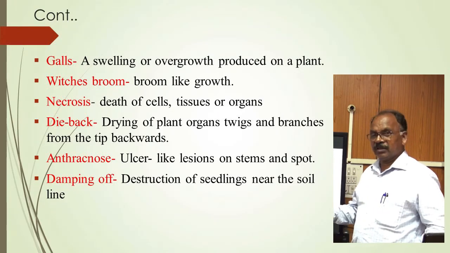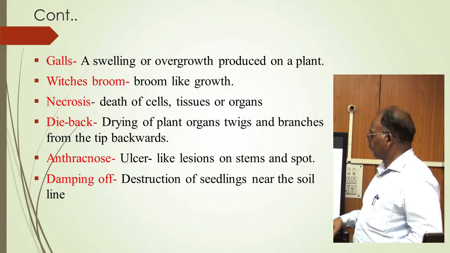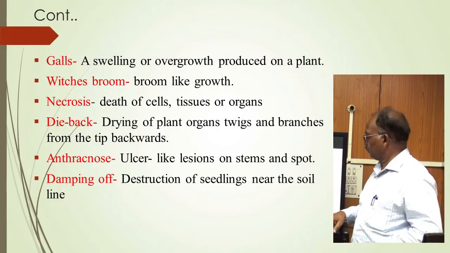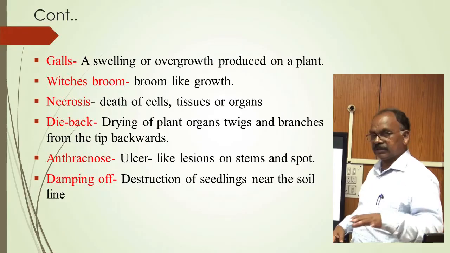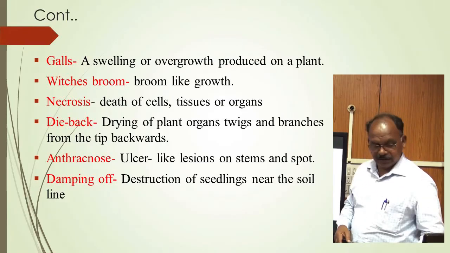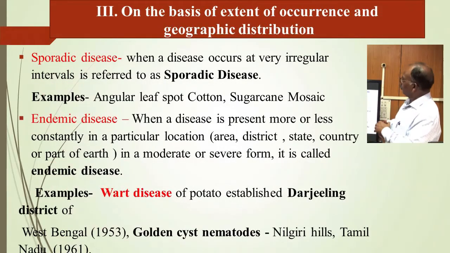Anthracnose means ulcer-like lesions which are produced on the stem or spot. Damping off is the destruction of the seedling near the soil line. Now, on the basis of extent of occurrence and geographic distribution, plant diseases may be sporadic.